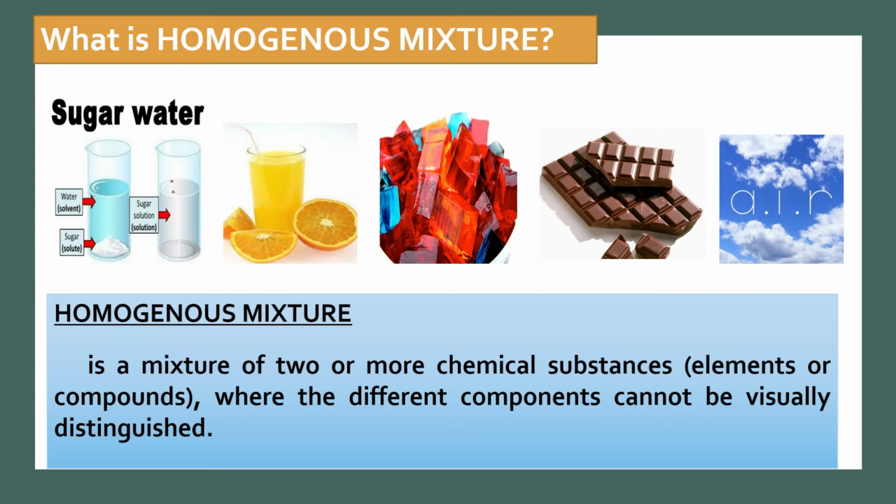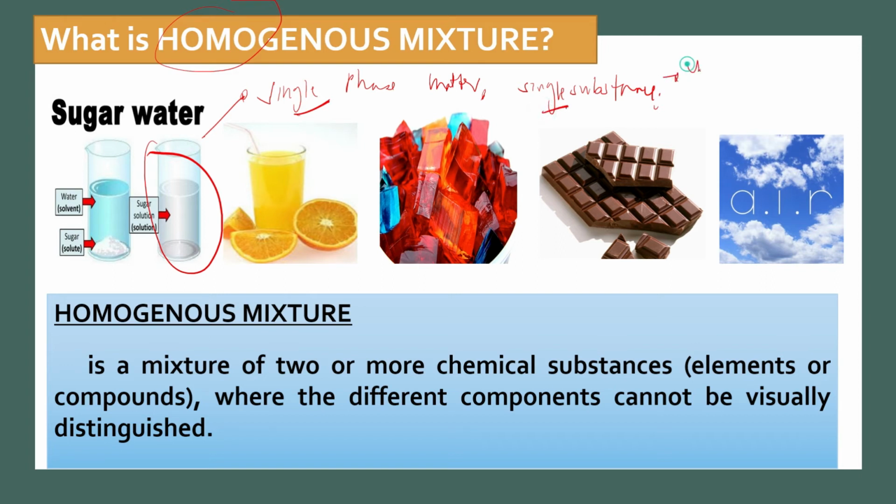Here in the sugar solution, you cannot distinguish where the sugar is because the sugar dissolved completely in the water. So you no longer see any solid material or solid part of the sugar, because it has dissolved completely inside the matter. Thus, what you see is just a single phase of matter, a single substance. That's why when we talk about homo, meaning single, we can say that it has a uniform appearance. When you combine solute and solvent, water, which is the solvent, and sugar, which is the solute, you will see the result as a uniform appearance.